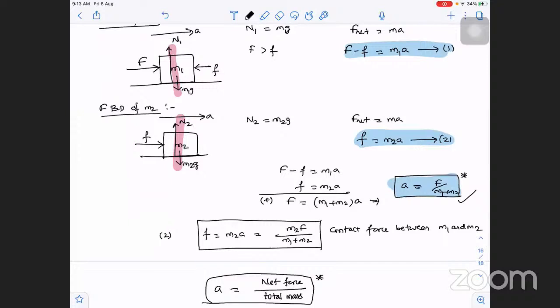Then acceleration is equal to net force by total mass. Then you get acceleration. But for the contact force, you require the free body diagram of the block. I'll explain this in detail also. Don't worry, you will understand it. So just write down acceleration equals net force by total mass of the system.